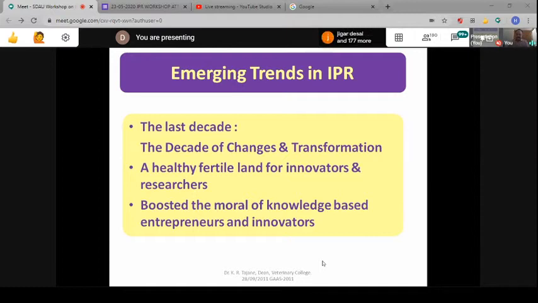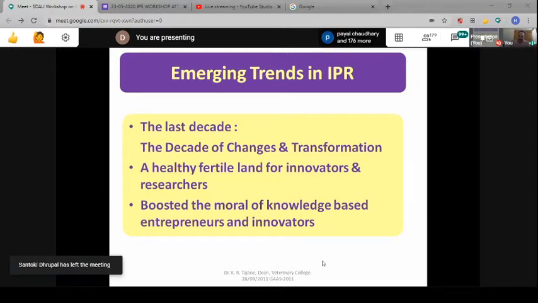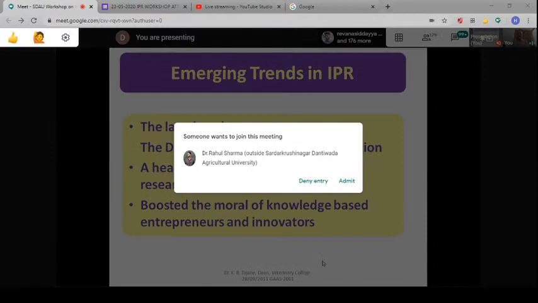Because of these transformations and changes in intellectual property rights, in the policies, in the acts, in the laws, in the legal framework or administrative framework, because of all these collective efforts, we are able to produce a healthy, fertile land for innovators and researchers. It is evident now in India that there are many startups and innovators investing in India. Why? Because we have changed our entire IPR regime in such a way that we converted IPR into innovator friendly. So India is now considered a healthy, fertile land for innovators and researchers.